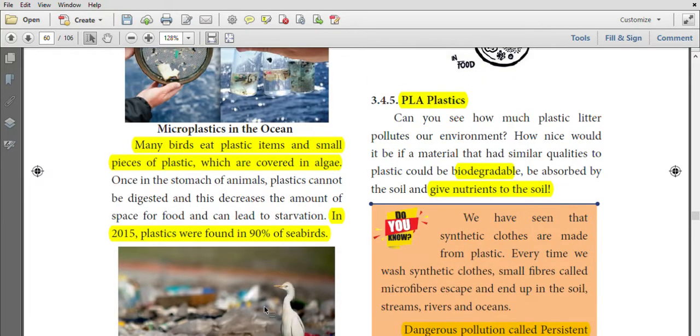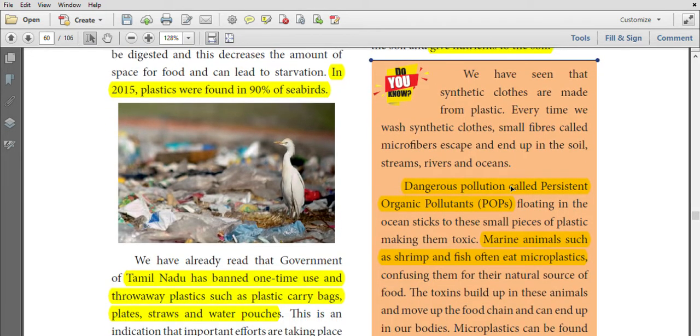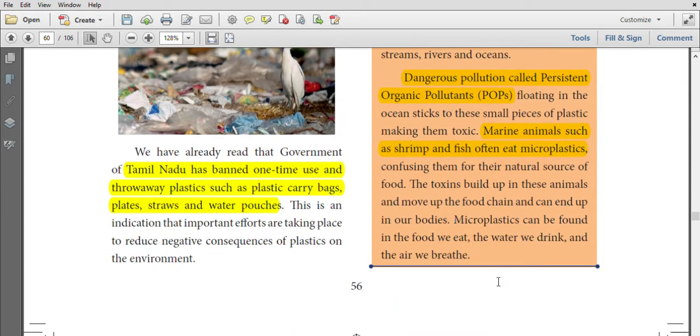PLA plastic, polylactic acid plastic, is biodegradable. It is made from plants, so it is biodegradable. It gives nutrients to the soil after it degrades. Plastic causes dangerous pollution called persistent organic pollutants. Marine animals such as fish often eat microplastics.